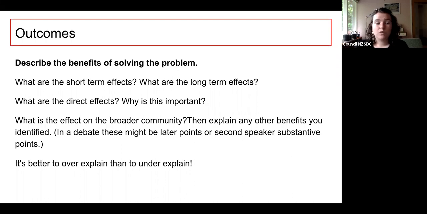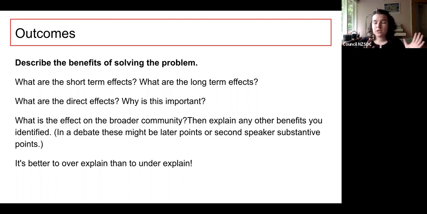So what are the effects on the broader community? What are the effects on the specific community? And this is an opportunity again for you to try and utilize rhetoric skills, examples, persuasive language and speaking to make the adjudicator really care about the outcomes of this point.